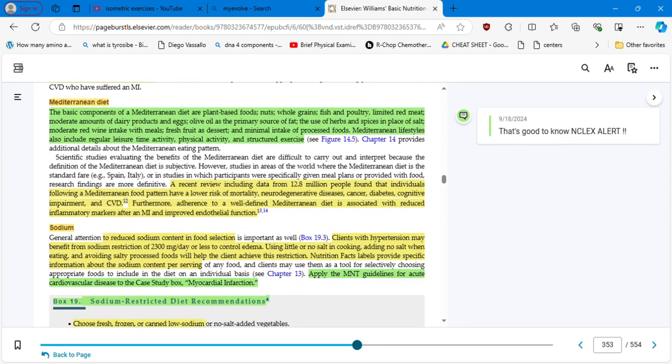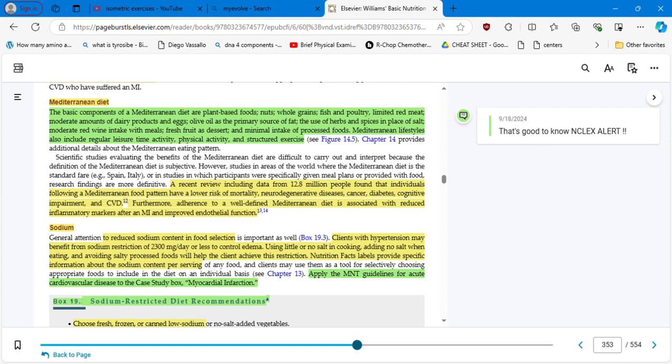The Mediterranean diet, the basic components are plant-based food, nuts, whole grains, fish, and poultry. Notice that I did not mention red meat, okay? Limited red meat, moderate amount of dairy products and eggs, okay? Olive oil as a primary source of fat, the use of herbs and spices in place of salt, moderate red wine intake with meals, moderate, okay? Fresh fruit as dessert and minimal intake of processed food.